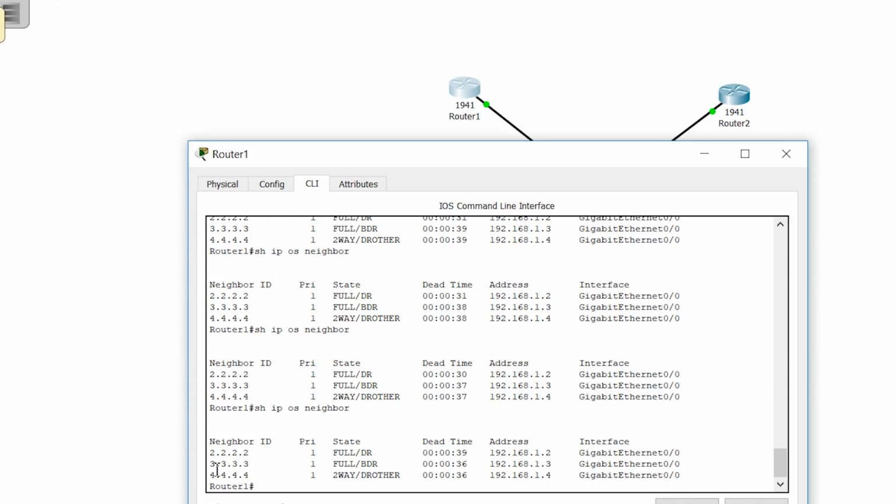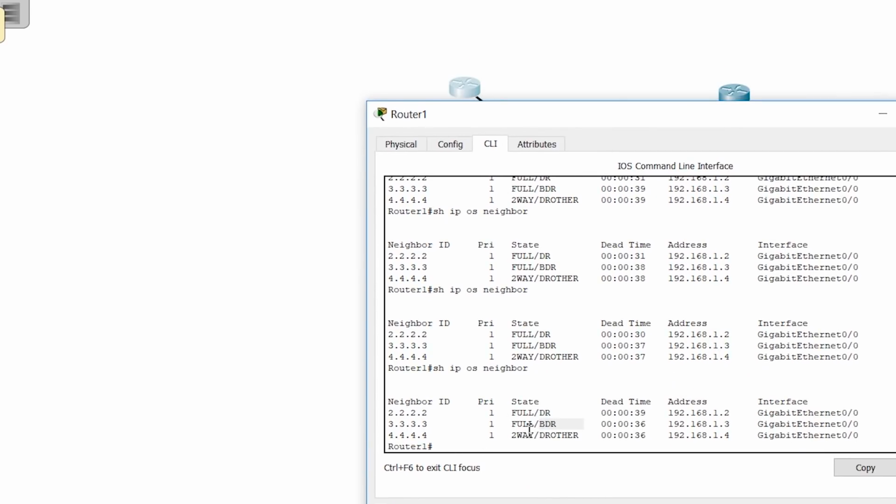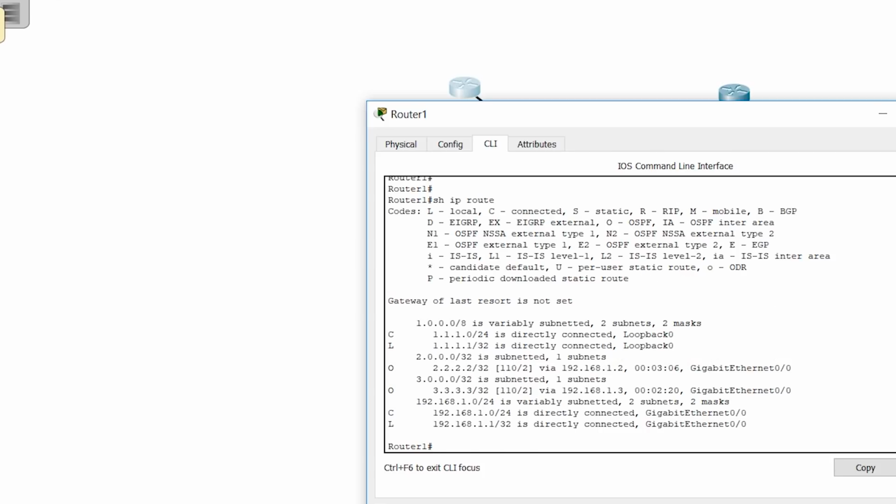So we see that 3.3.3.3 is BDR. So router 2 has become the DR, router 3 has become BDR, and router 4 is in two-way state and it's in DR other, right? So let's look at the routing table. So it says show IP route.